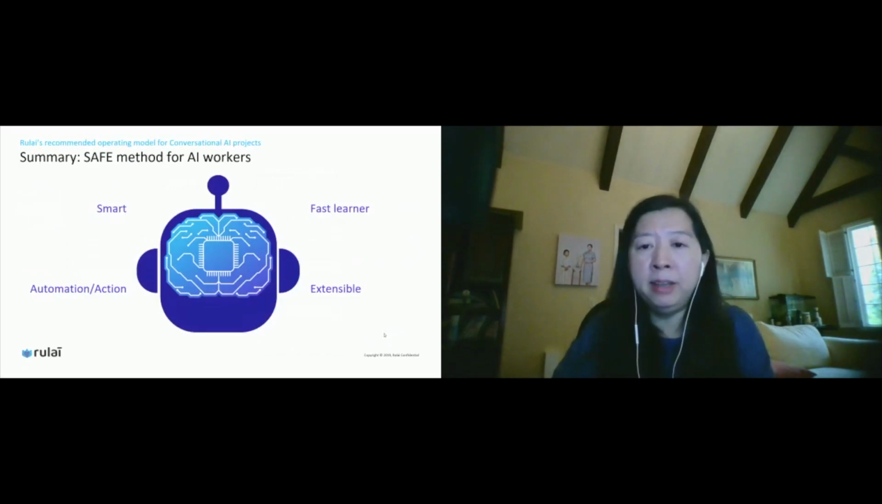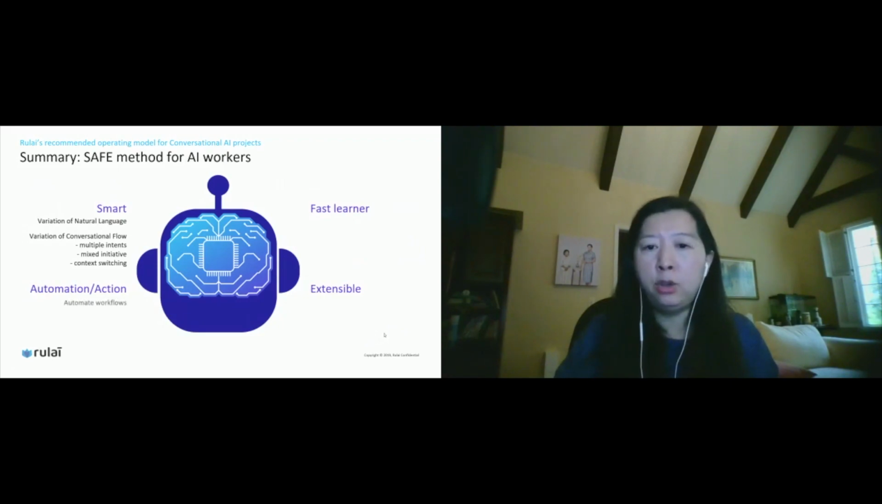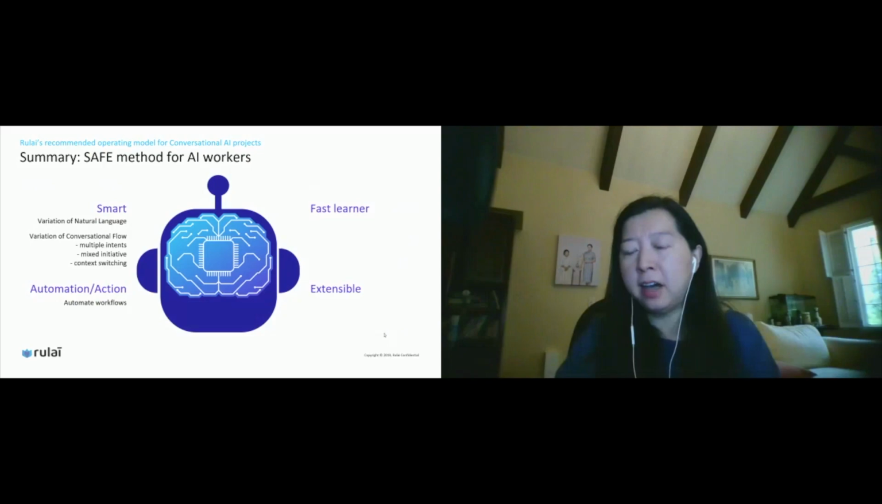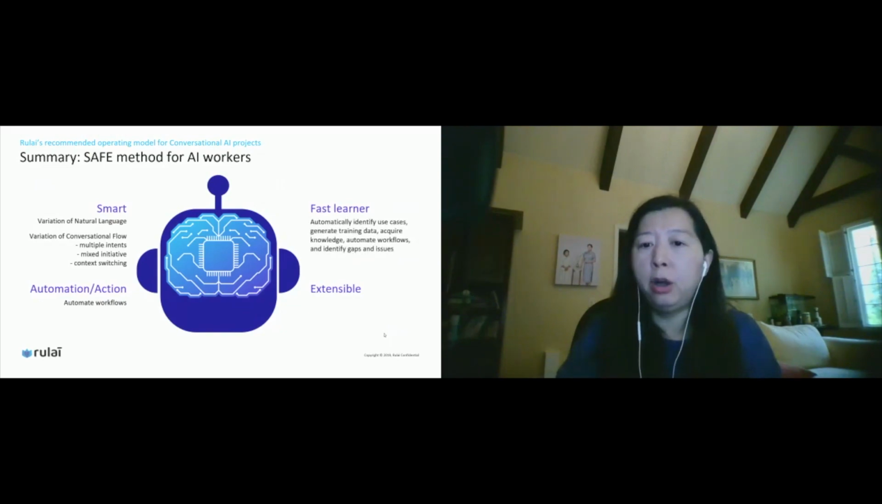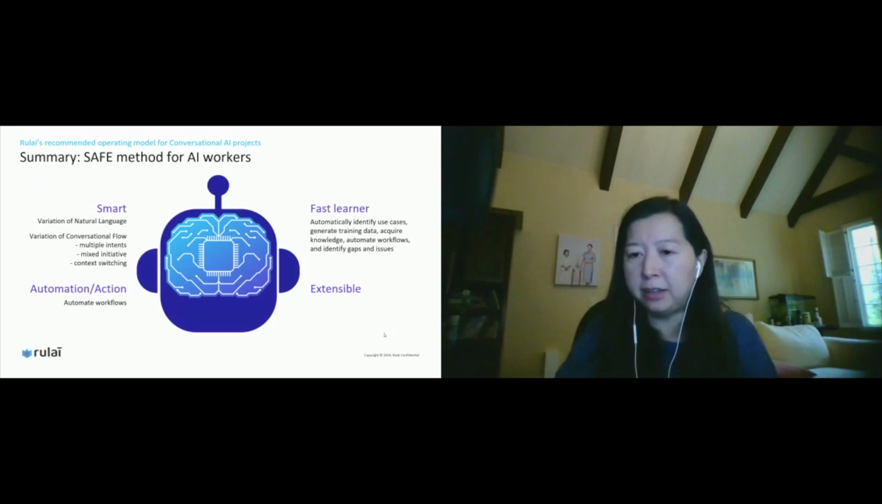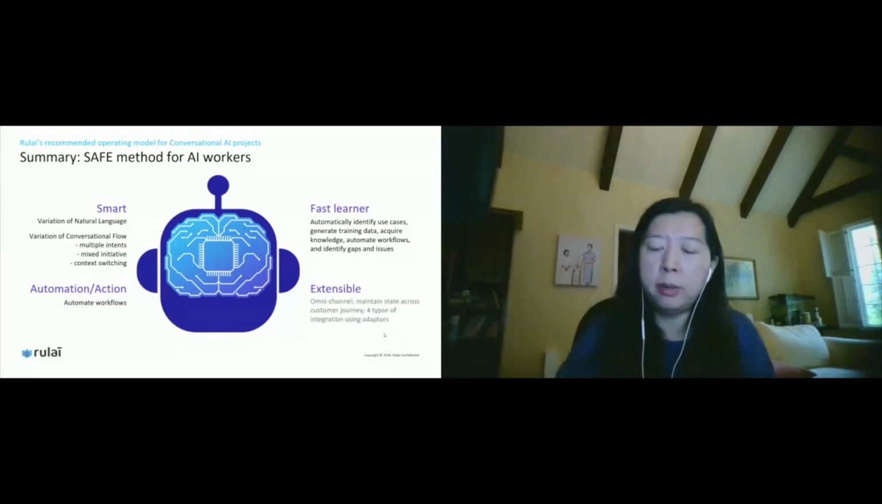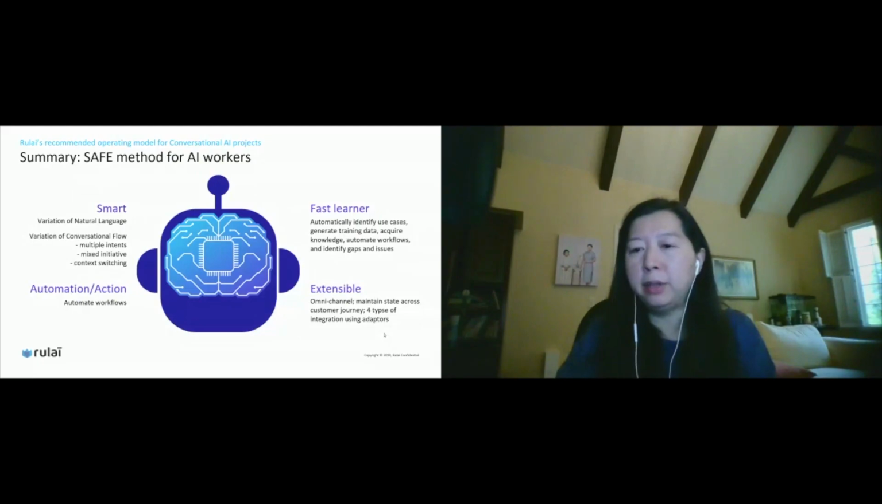So to summarize, we recommend the SAFE method for developing AI workers. It needs to be smart, at least level 3 AI ability to handle variations of natural language and variation of conversation flow. And it should be able to automate workflow and get tasks done with a built-in RPA engine or API integration. And it should be able to learn quickly and adaptively, automatically identify use cases, generate training data, acquire knowledge, automate workflow, and identify gaps and issues and fill those gaps. And it should also support omni-channel, integrating seamlessly with voice and text-based customer touchpoints and systems.